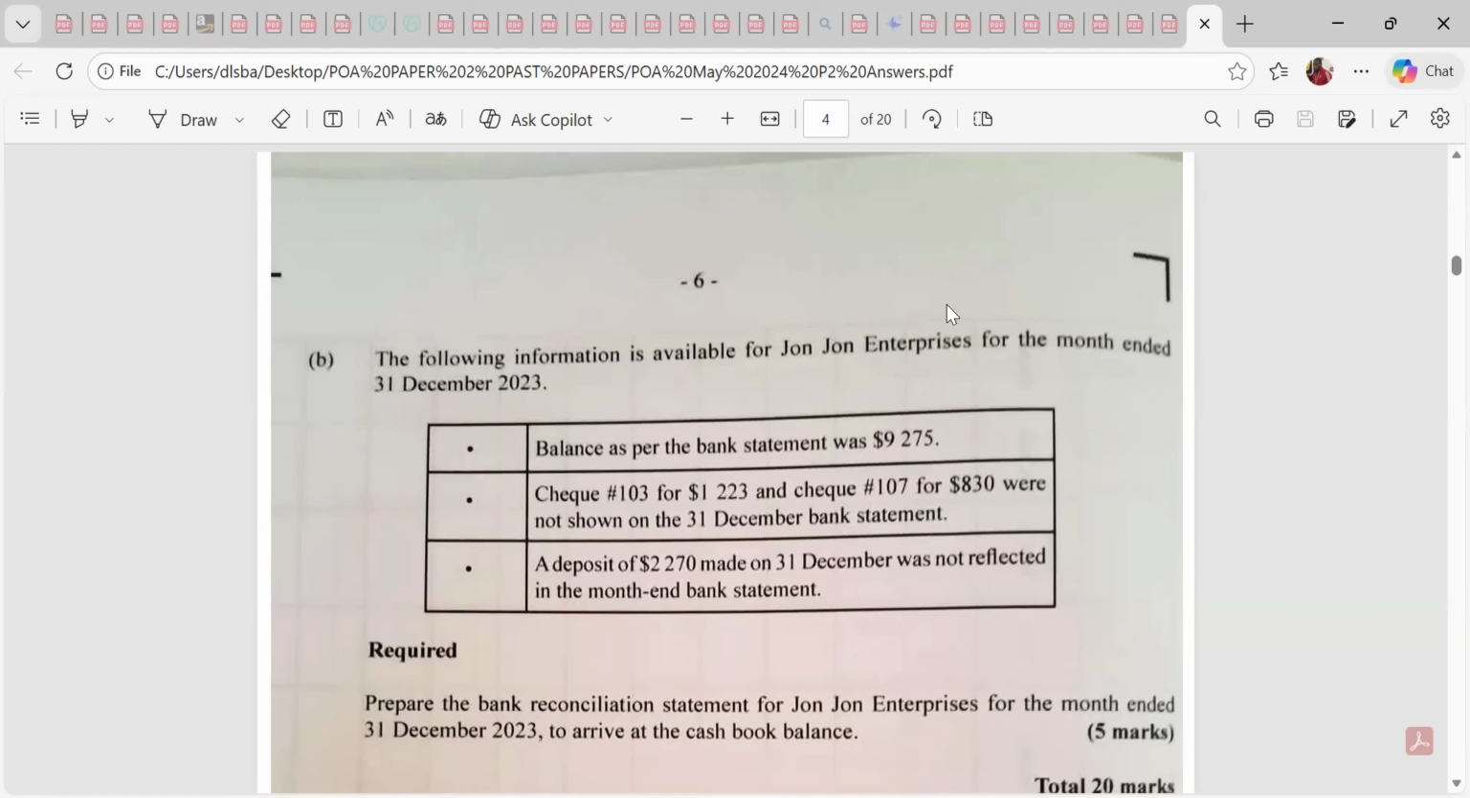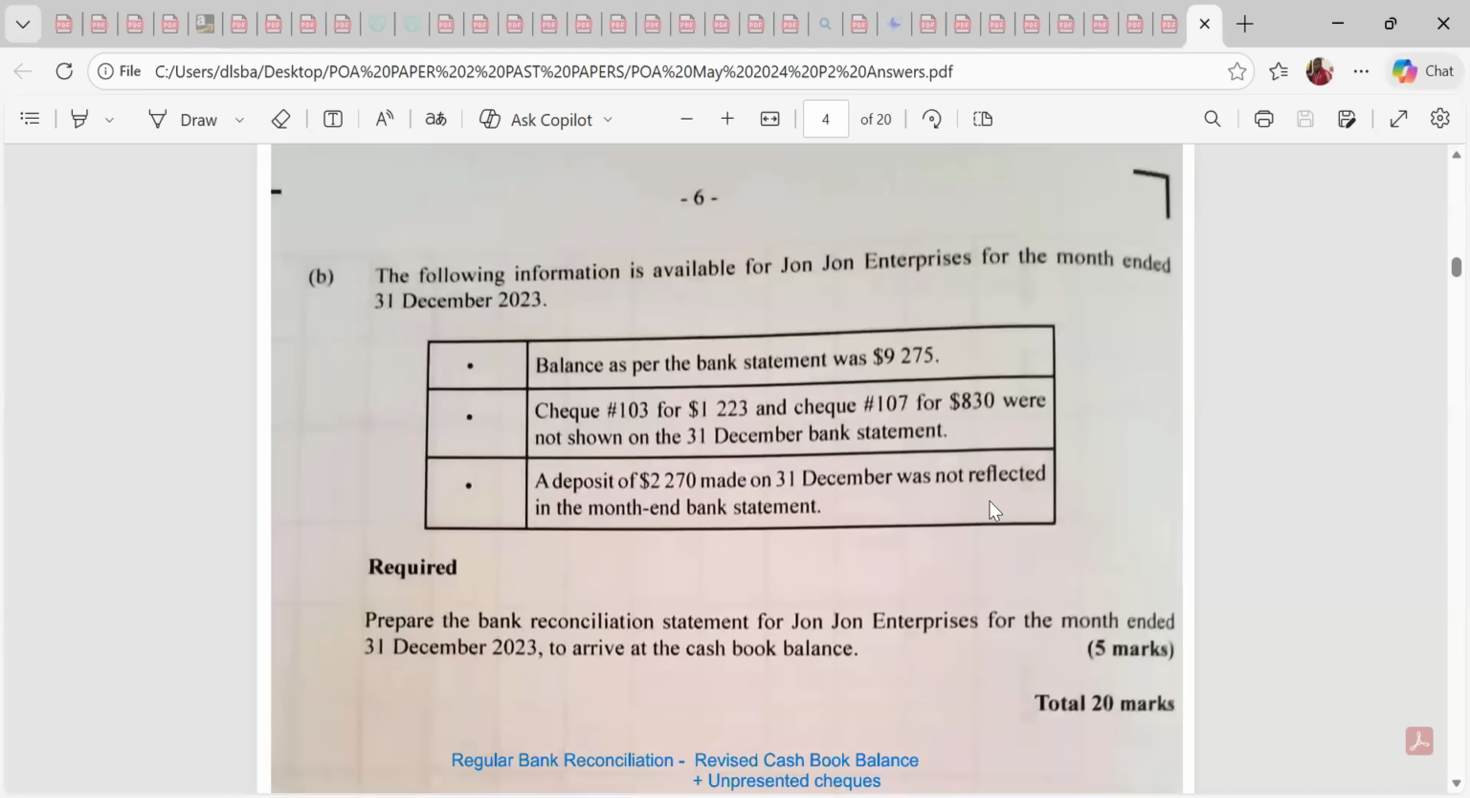In this case, they wanted to start from the bank statement. Whenever you're starting with the bank statement balance, you have to do the opposite. So instead of adding unpresented checks, you'll minus unpresented checks. Instead of minusing late lodgements, you will add late lodgements. So it'll be balance as per bank statements, add late lodgements, which will be the 2,270, minus the unpresented checks, which will be the 1,233 and the 830. And that's supposed to give you a cash book balance.